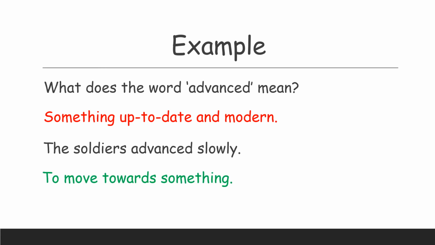The correct answer here might be something like "to move towards something." If you advance towards something, you're moving. It's a verb. So what we need to make sure that we are doing is that we're not jumping to conclusions when it comes to a words in context question. We're actually looking at the text and giving our answer based on the specific usage of that word.